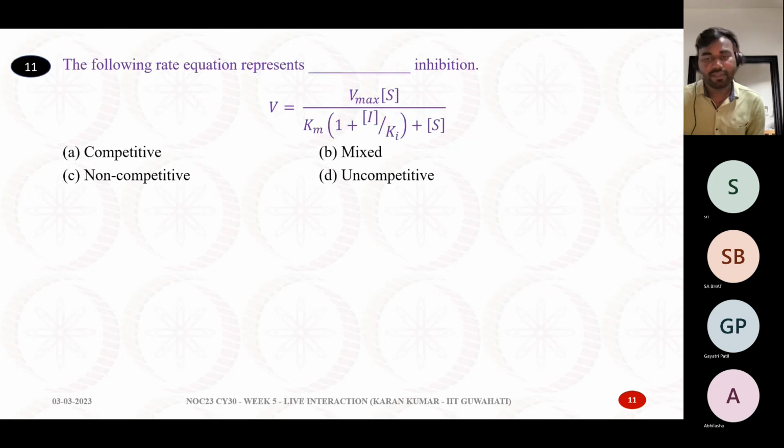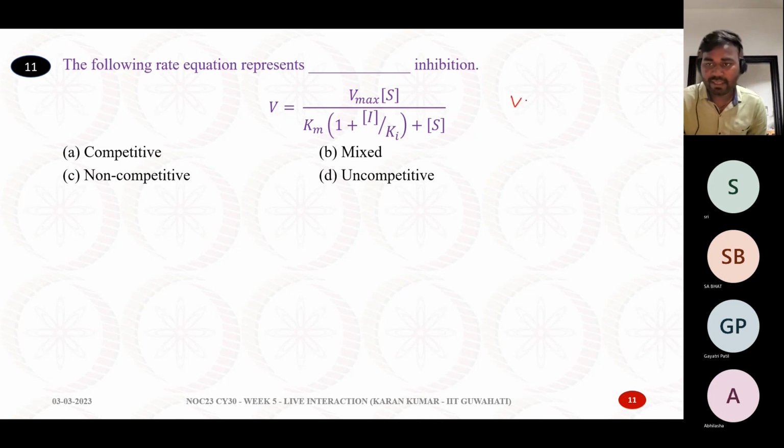This equation represents which kind of inhibition? Quickly. Competitive, mixed, non-competitive or uncompetitive? Any idea? Try to visualize the plot of this equation. Then you will be able to understand properly which kind of inhibition it is. So here, what is changing? Vmax is changing or Km is changing? Which one is changing?